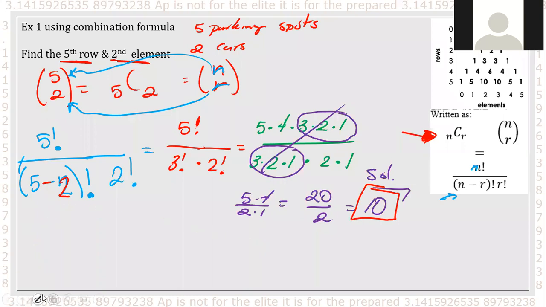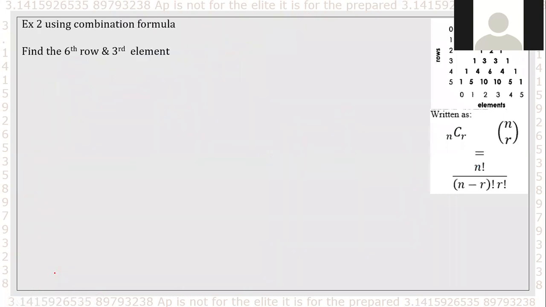Okay, I do have another example, guys. Let's go ahead and try it. 6 row, third element. So if we had a bookshelf that holds 6 books and 3 different books, how many different ways can you make it? That's the same as 6 choose 3.